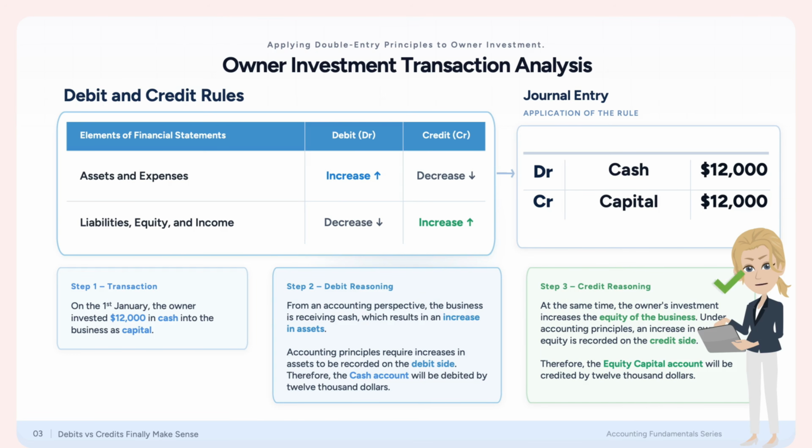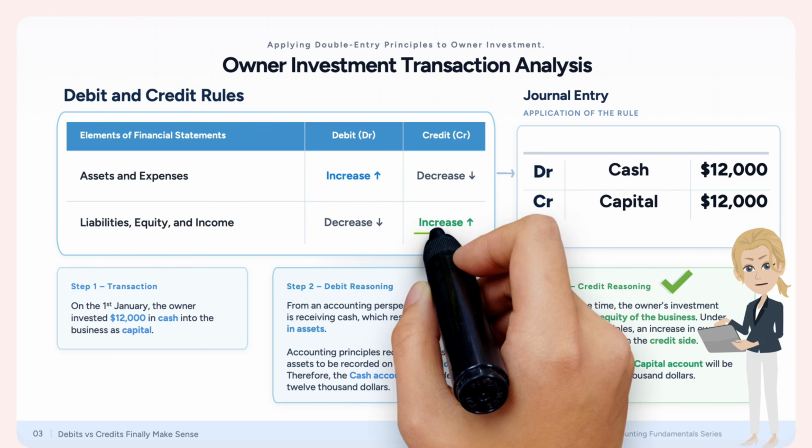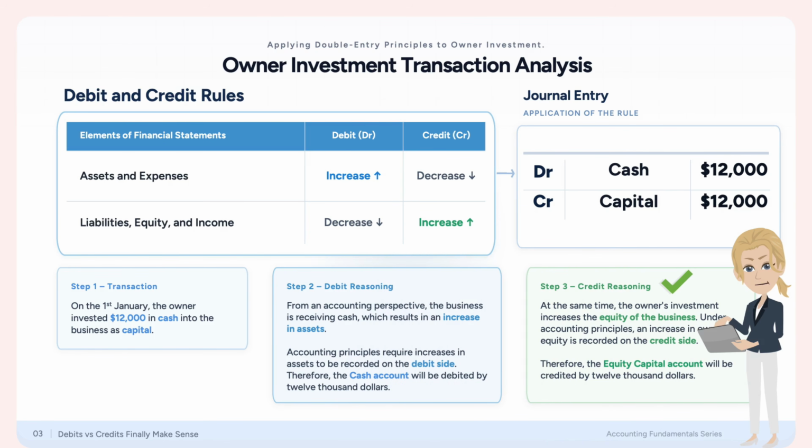At the same time, the owner's investment increases the equity of the business. Capital is classified as equity, and under accounting principles, increases in equity are recorded on the credit side. Therefore, the capital account will be credited by $12,000.